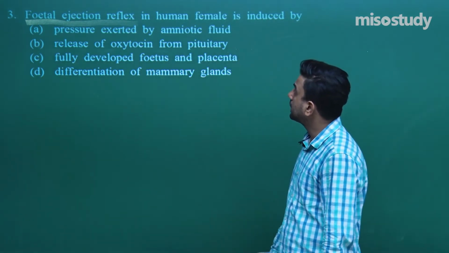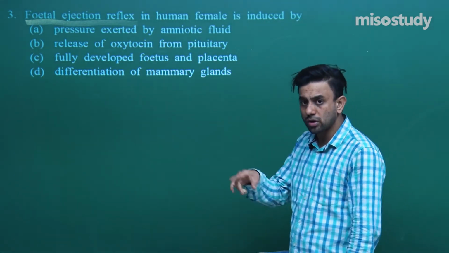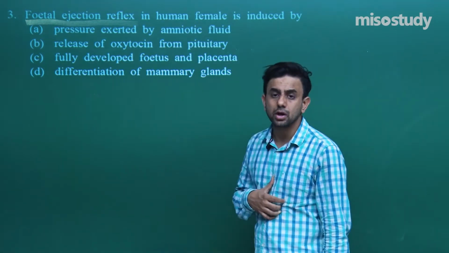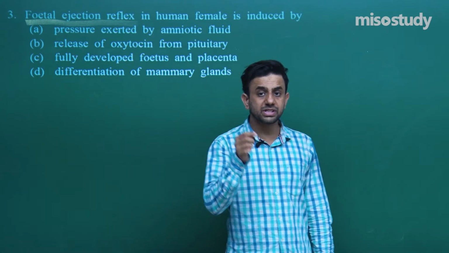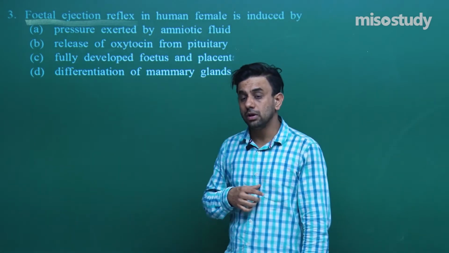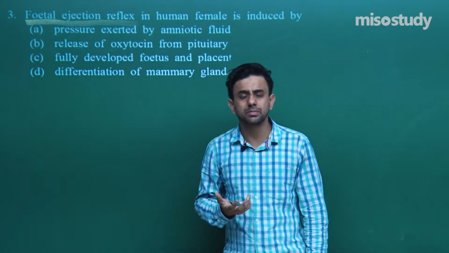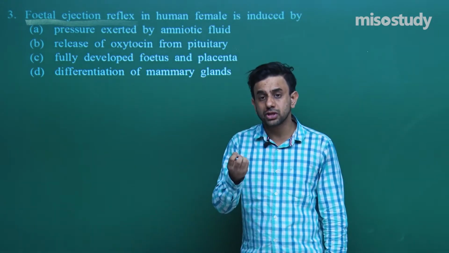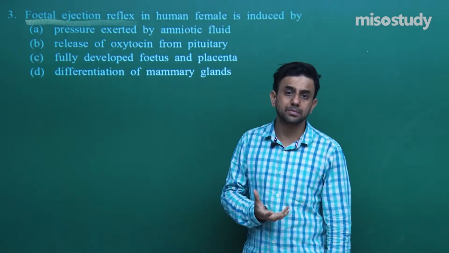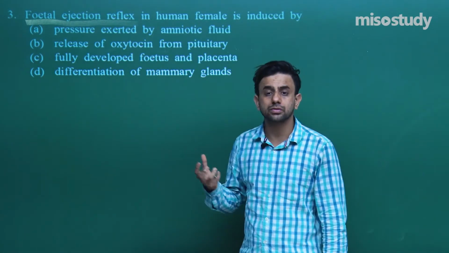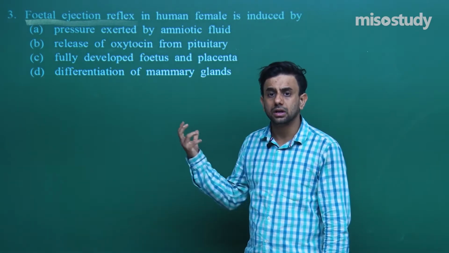Pressure exerted by the amniotic fluid, not at all. The amnion is a cover around the fetus. Release of oxytocin from the pituitary, yes. From the posterior aspect of the pituitary gland this oxytocin will be released, which will bring about the contraction of the uterine muscles and the vaginal stretching. Because of this, what happens? The fetus will come out of the mother's uterus.